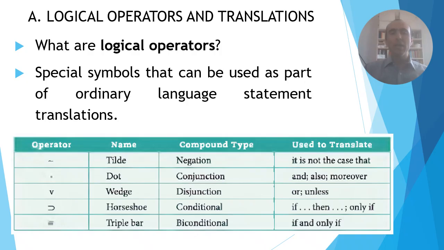The second one is the dot. It is a conjunction, used to translate expressions such as and, also, moreover. The third one is the wedge. It is a disjunction. It is used to translate or, unless, and other disjunctions. The fourth one is the horseshoe. It is a conditional. It is used to translate if then, only if. And the fifth one is the triple bar. It is a biconditional, used to translate if and only if.